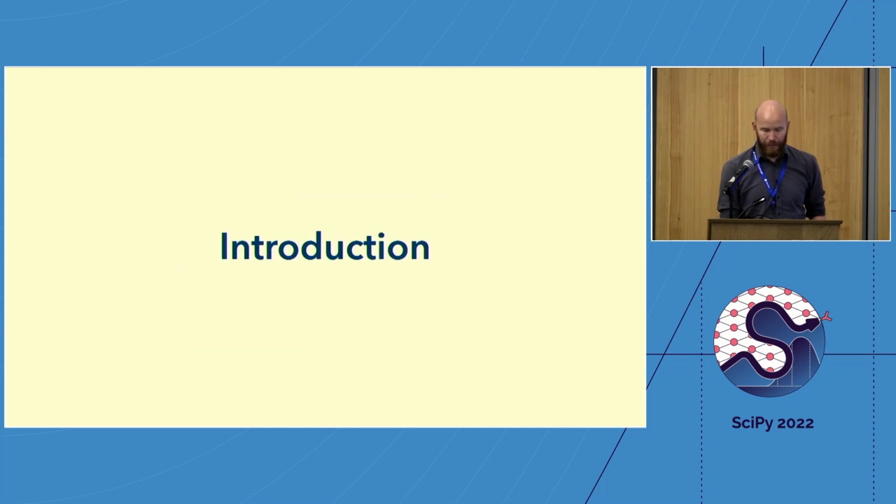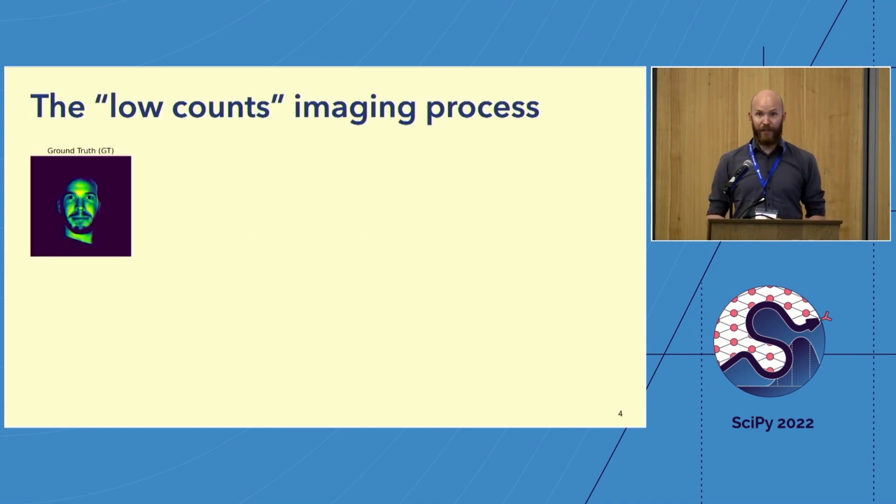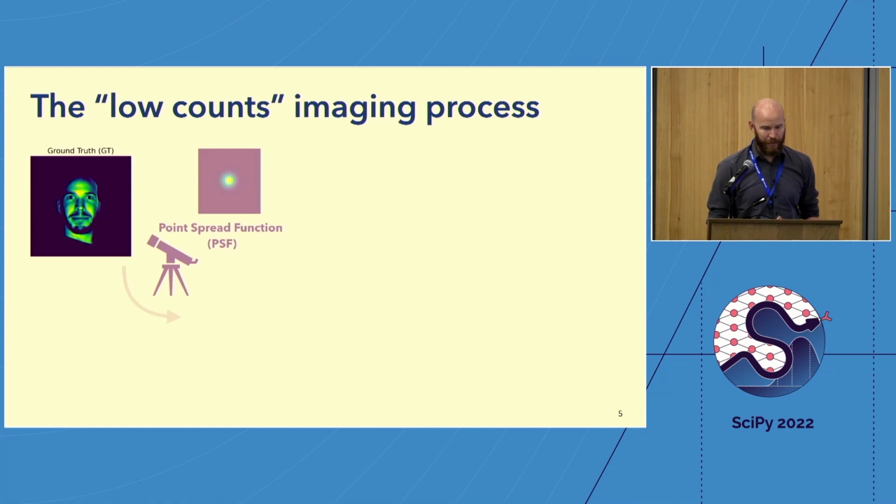Okay, let me start with a quick introduction and talk about the low counts imaging process. So how does that work? Assume we have some imagery or some thing of interest that we want to observe. In this case, it's a selfie. We have a telescope or an instrument or a camera that we use to take the picture, and this has a finite angular resolution. This is typically quantified by the so-called point spread function. It typically has some kind of Gaussian shape, but it can have arbitrary shapes, like diffraction patterns, or it can be asymmetric, something like this.